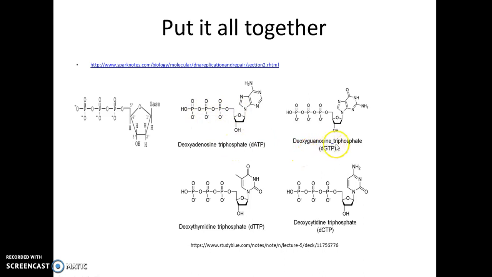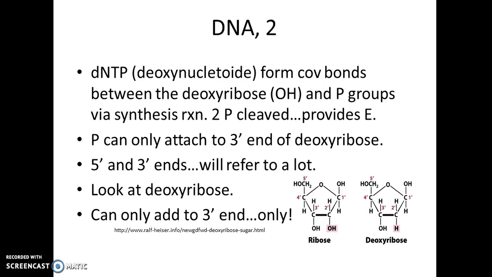We have deoxyguanosine triphosphate, which is dGTP, deoxythymidine triphosphate, which is dTTP, and deoxycytidine triphosphate, which is dCTP. Now, notice that they're all pretty much the same. We have the 3 phosphates, the deoxyribose, and the nitrogen base. So if we were to draw this, put it together, hopefully the next slide, nope, I'm sorry, we'll put it together in a moment.